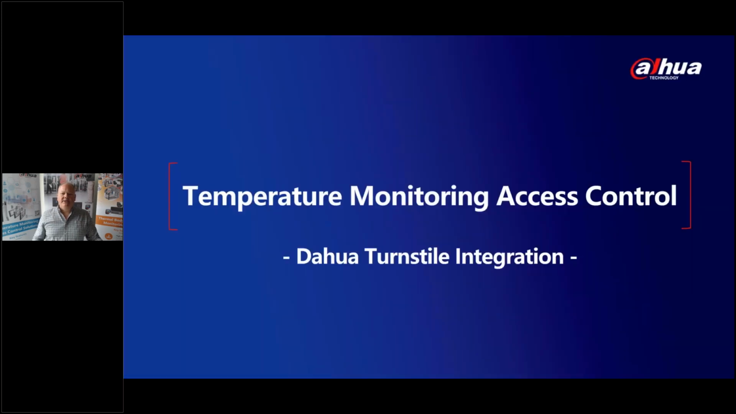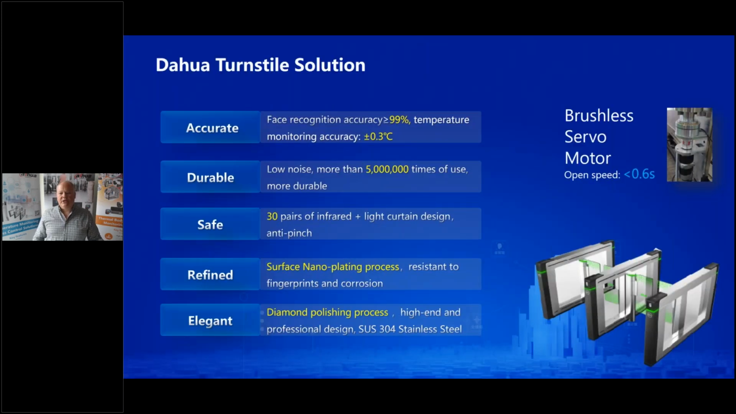Okay, so what about integrating the TMAC into a turnstile solution? Well, Dahua, as I said earlier, make a range of different turnstiles, and these all feature brushless servo motors. They're very accurate, so when the TMAC is linked, it gives you greater than 99% temperature accuracy of 0.3 degrees. It's also low noise, and it's tested to a durability of more than 5 million open cycles. It's safe because there's a curtain of infrared LEDs which employ anti-pinch technology. So it's a very elegant solution.